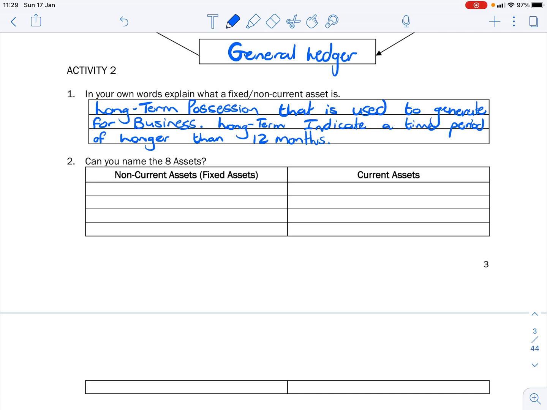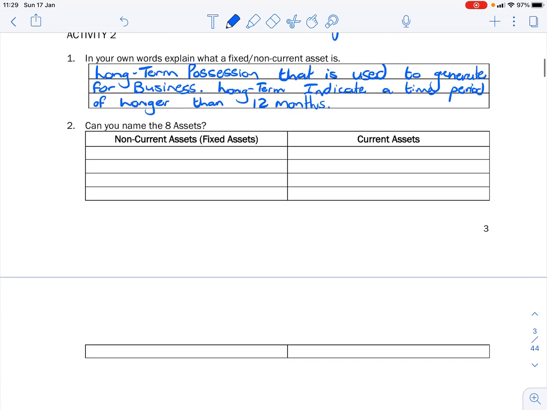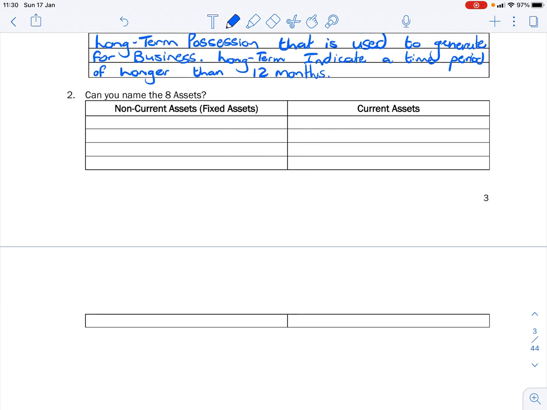So the asset itself, we convert that into cash, or we don't really convert it into cash, but after 1 year or more, so longer than 12 months. If we talk about the assets, we have 3 non-current assets. Most of you will remember BEV from last year: land and buildings, equipment, and vehicles.